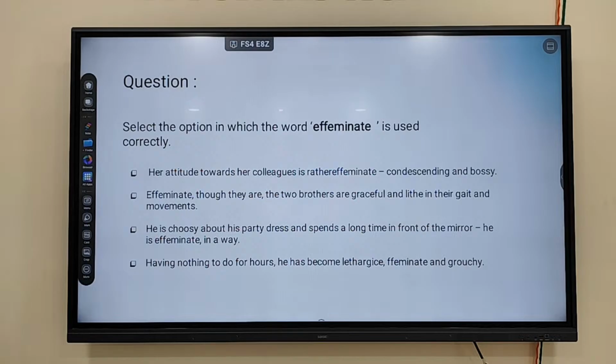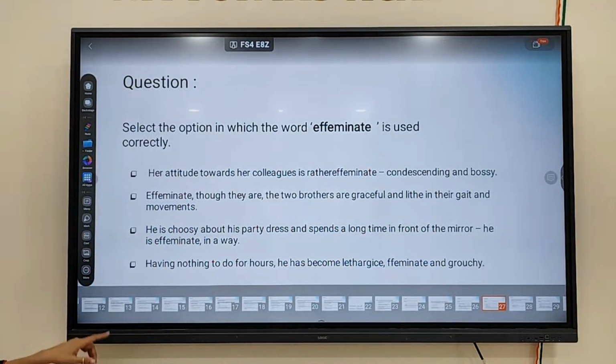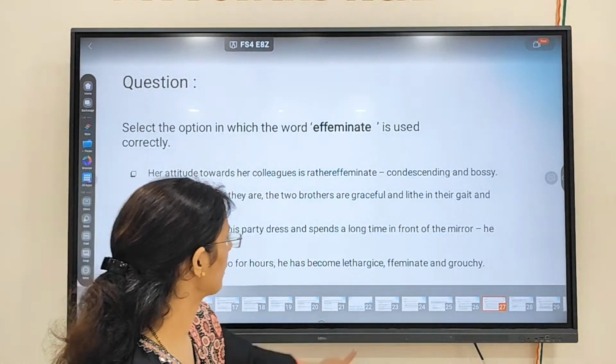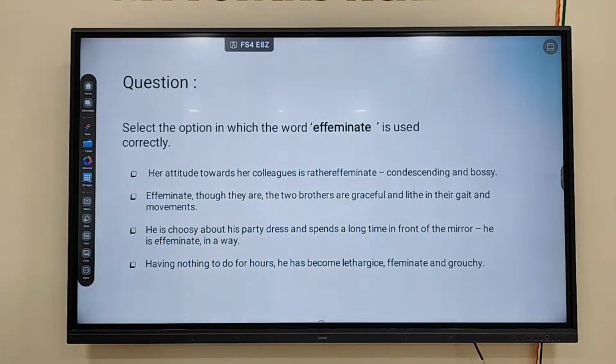Effeminate. Her attitude towards her colleagues is rather effeminate. Effeminate though they are, the two brothers are graceful. This something is missing here. The word is not correct. In the gait and movements, he is choosy about his party dress and spends a long time in front of the mirror. He is effeminate in a way. Having nothing to do for hours, he has become lethargic, effeminate, and grouchy. What is the meaning of effeminate?